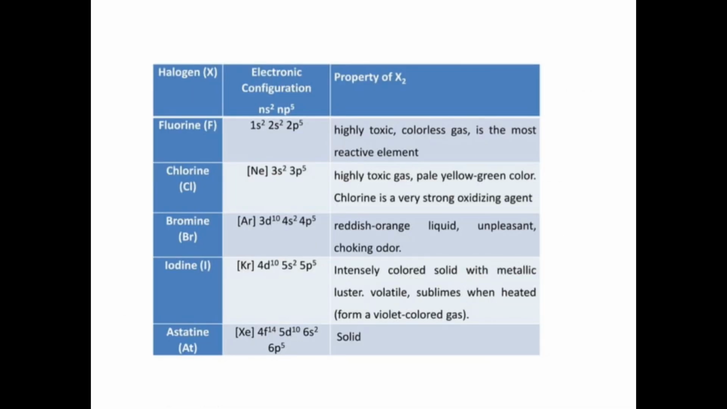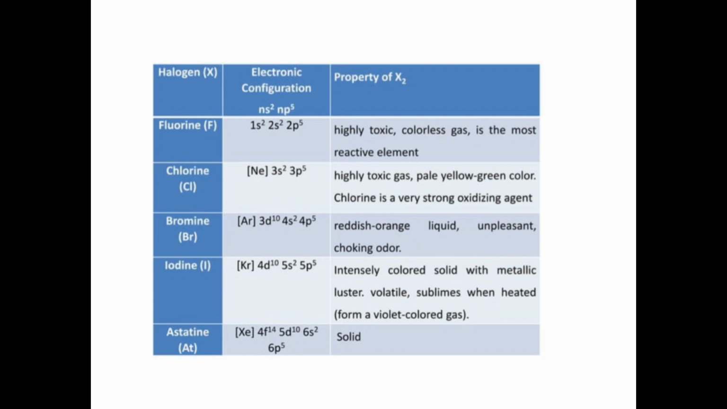Okay, so quickly let's look at some other key properties of the halogen family. For instance, fluorine. This is the electronic configuration we were talking about. You can study the electronic configuration here. Fluorine is a highly toxic, colorless gas, and of course is the most reactive element there. Chlorine is also a highly toxic gas, a pale yellow-green color, and is a very good oxidizing agent. Fluorine is the most important element of the halogen family. Bromine is reddish brown. It has an unpleasant choking odor.